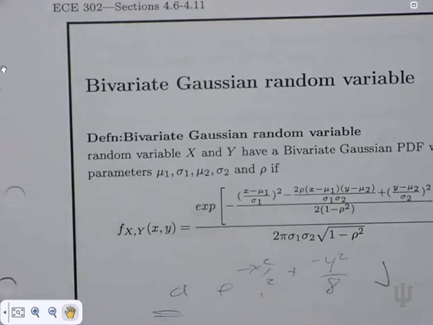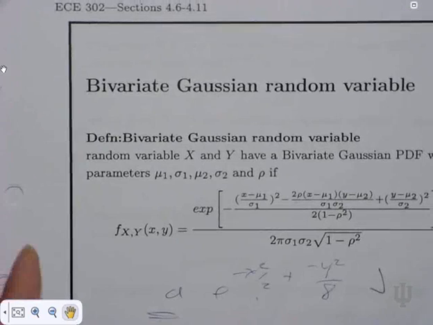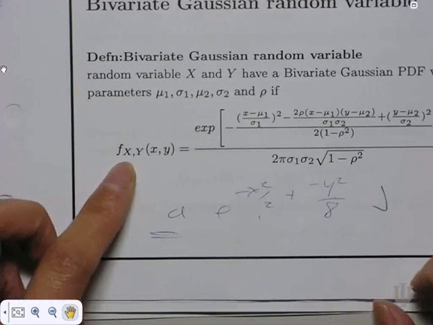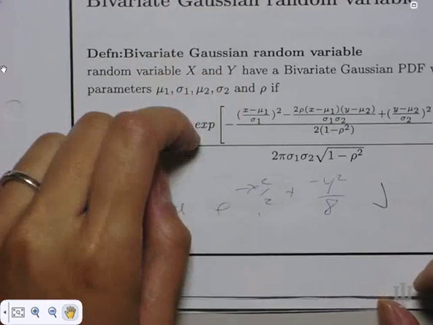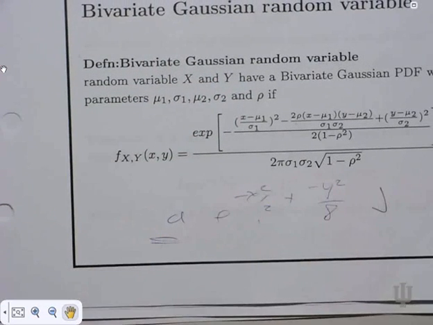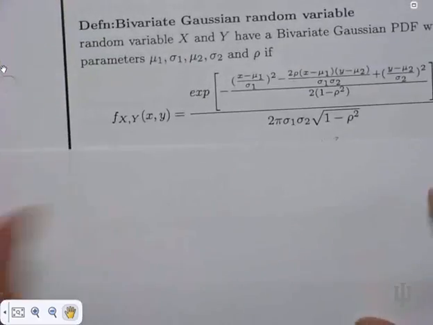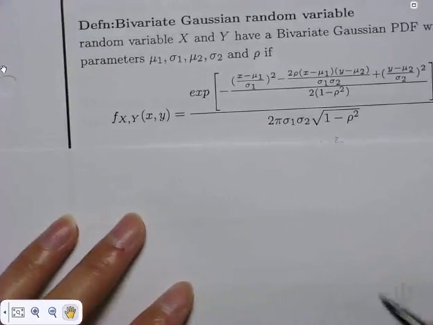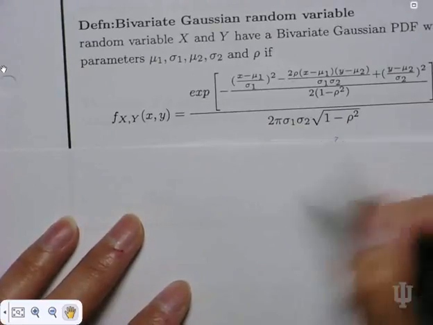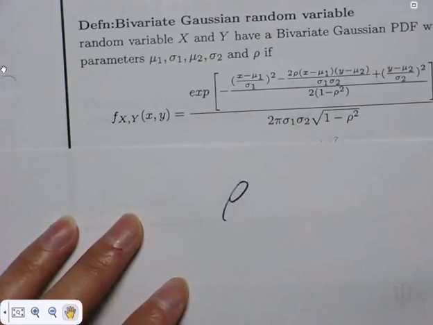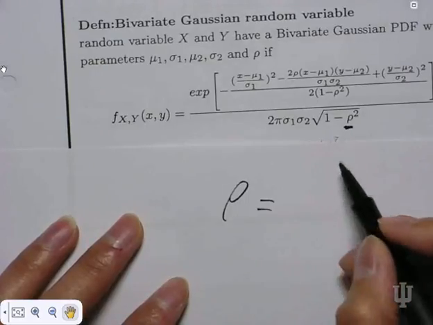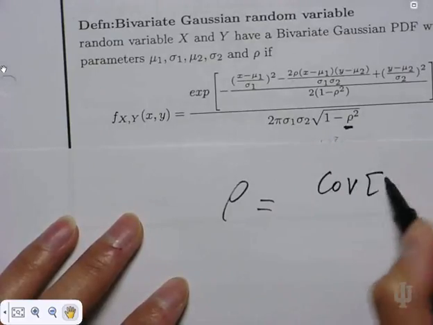So it is also called joint Gaussian random variable. This is the general formula definition for bivariate Gaussian random variable or joint Gaussian random variable. It looks a little bit complex. You're not required to remember, but you need to be able to recognize whether it's bivariate Gaussian or not. So it turned out to be very nice because this rho here is the correlation coefficient of those two random variables x and y.